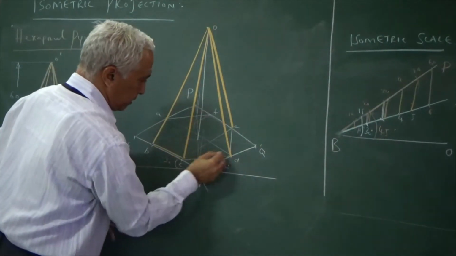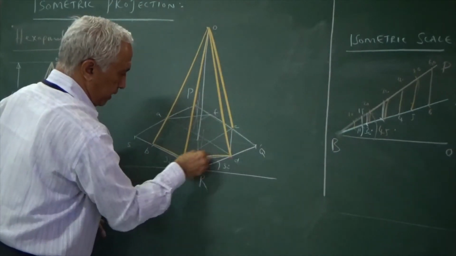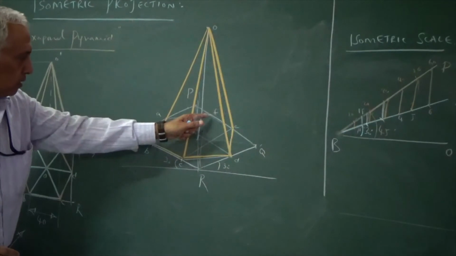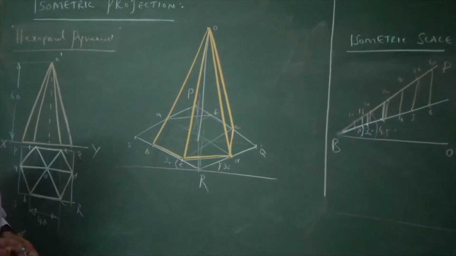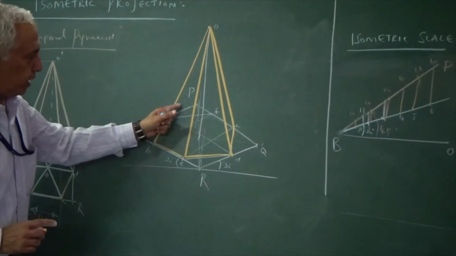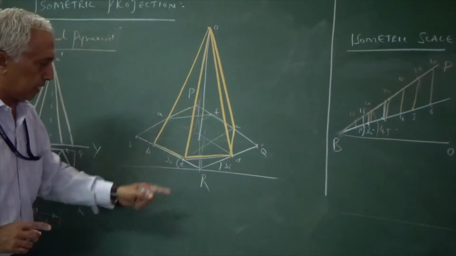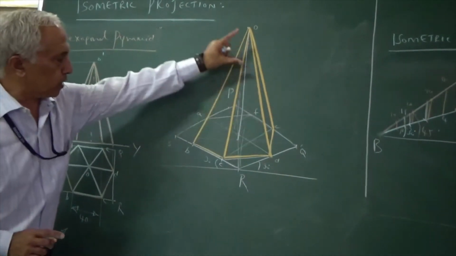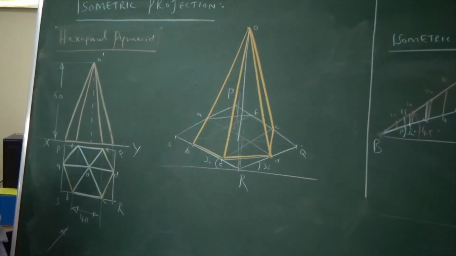Join B to C, C to D, D to E. E to F is not visible, F to A is not visible. So for the observer, 3 triangular faces are seen. The remaining are not seen. So this is the isometric projection of a hexagonal pyramid.